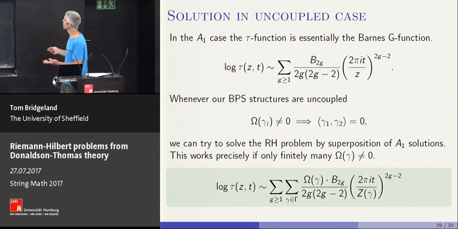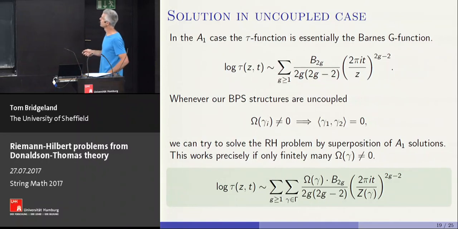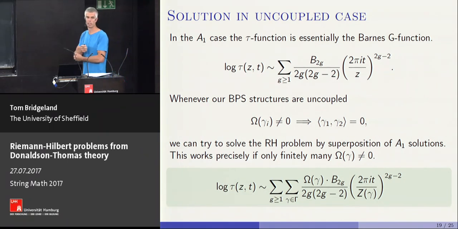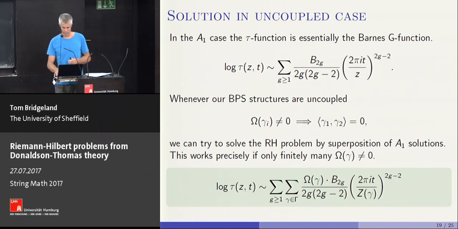And the corresponding tau functions will just add. So this is the formula you get for the tau functions. It's just the sum of these weighted by some omega gammas. Okay, so in this uncoupled case, there is a unique solution. Now, this uncoupled case misses a lot of the point of the problem, you could say, but there are interesting cases where this happens.